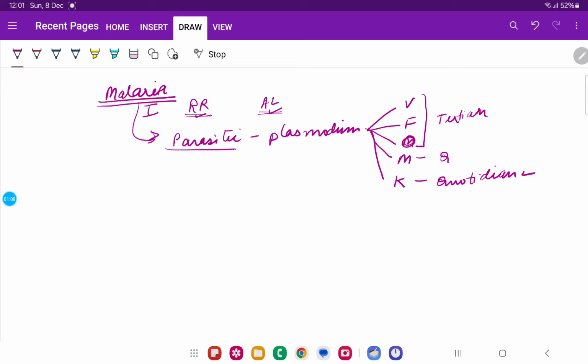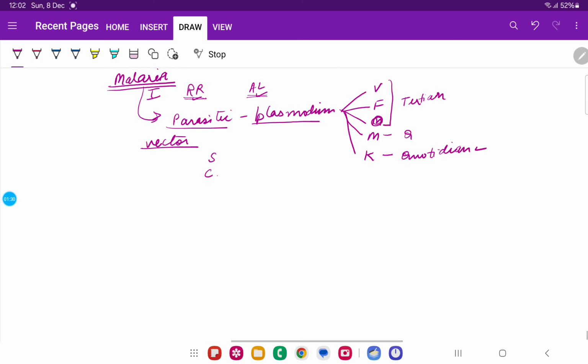So this is a parasitic disease and it is a vector-borne disease. The vector is an infected female Anopheles mosquito. There are again two species for the vector, Stephensi and Culicifacies.